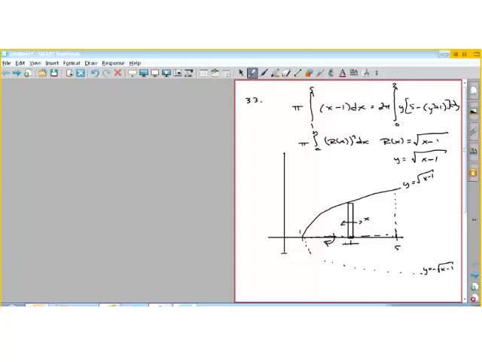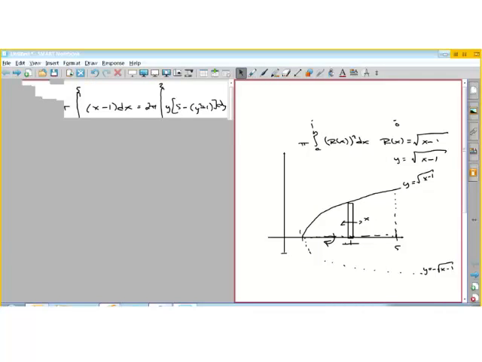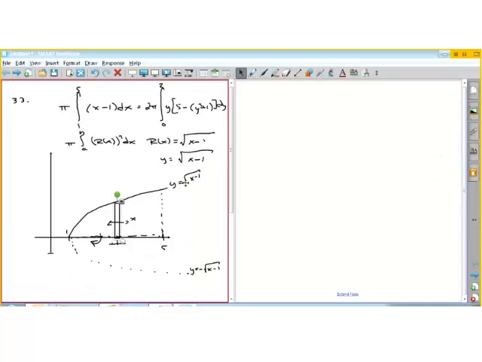Okay, so what we're going to do now is say, well, if I wanted to use the shell method, what would be different? So the representative rectangle is in this direction. It's parallel to the axis of rotation. So instead of perpendicular, it's parallel. And we're going to be integrating with respect to y. So that's this direction.